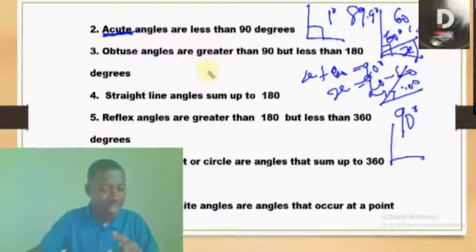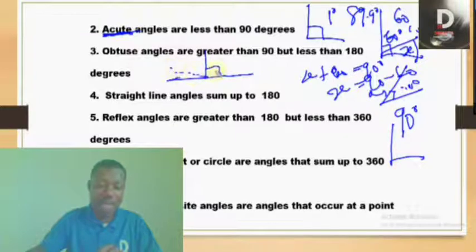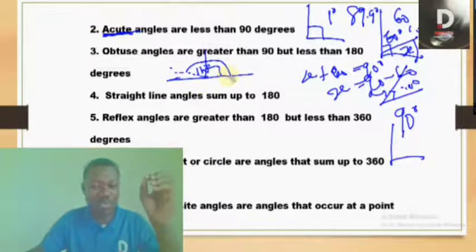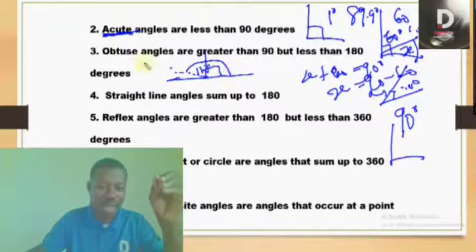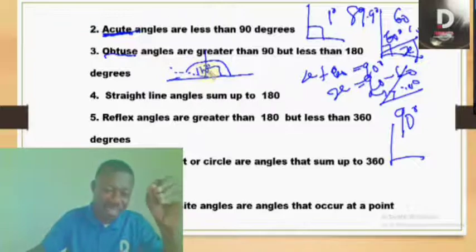Obtuse angle is greater than 90. Whilst an acute angle is less than 90 degrees, an obtuse angle is greater than 90 degrees, but less than 180. If I draw a straight line like this, this is supposed to be 90, right? Good. Angles are called by arcs. From here up to here, let's say I have 120 degrees. This angle is an obtuse angle. Obtuse comes from the word obese, bigger. So that angle is bigger than, or greater than, 90 degrees.